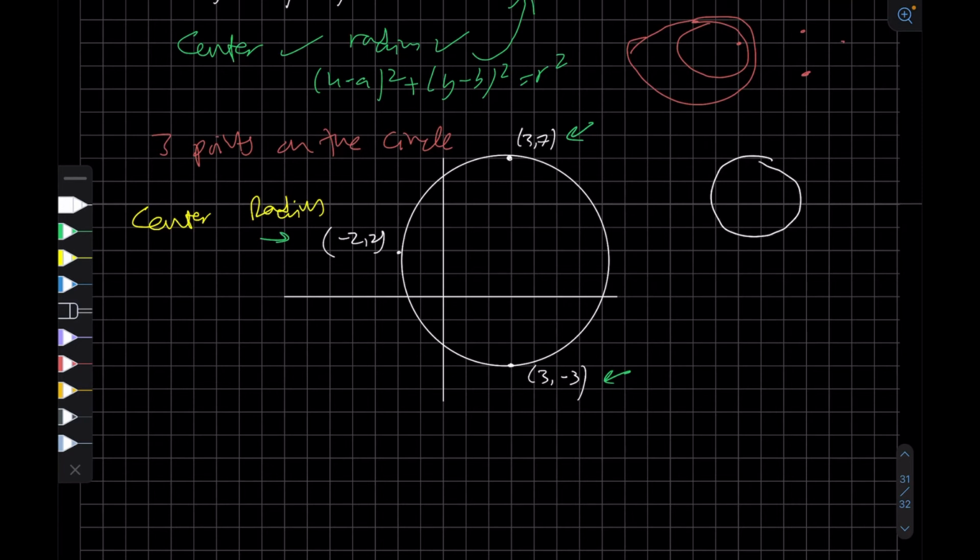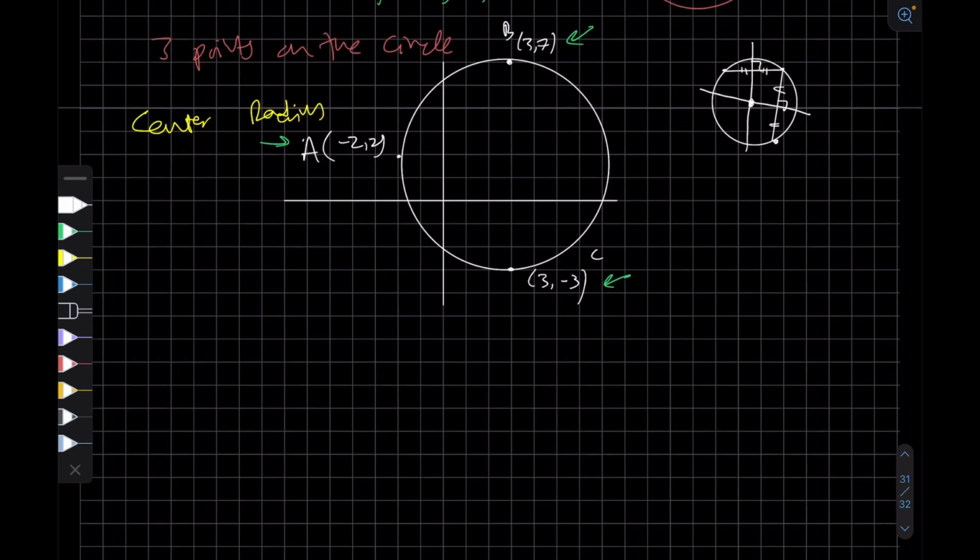When you look at a circle and you take any 3 points on it, the perpendicular bisector of any chord on the circle passes through its center. So if you form any 2 chords and you look at the intersection of their perpendicular bisectors, they will always intersect at the center. If we label this A, B, C, I can form the chords AB and BC, or AB and AC, whatever I want, and then take the perpendicular bisectors of those.